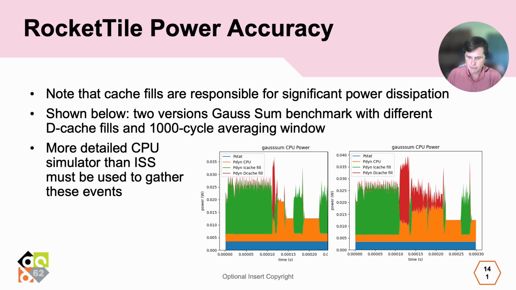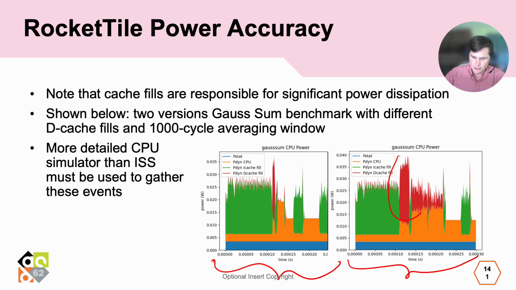Here we're showing two different versions of the Gauss sum benchmark, one that induces a small number of data cache fills, and another that has a fairly large number of data cache fills. The red part here is the data cache fill energy. You can also see in this green here are the instruction cache fill energy, and you can see these debug interrupts happening occasionally that we talked about before.